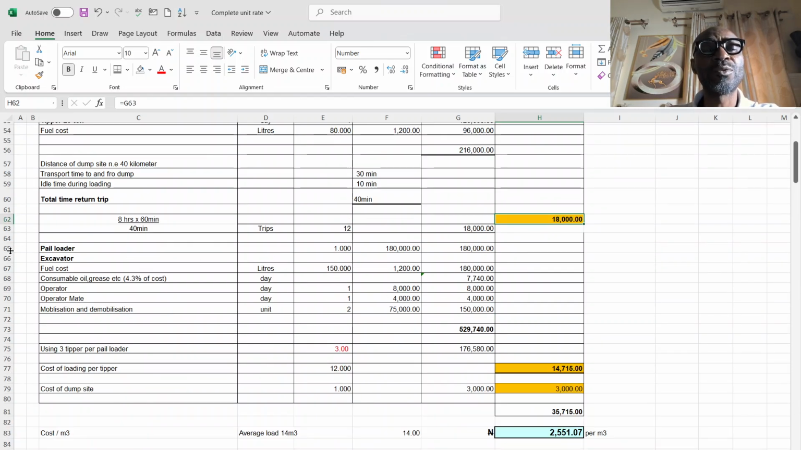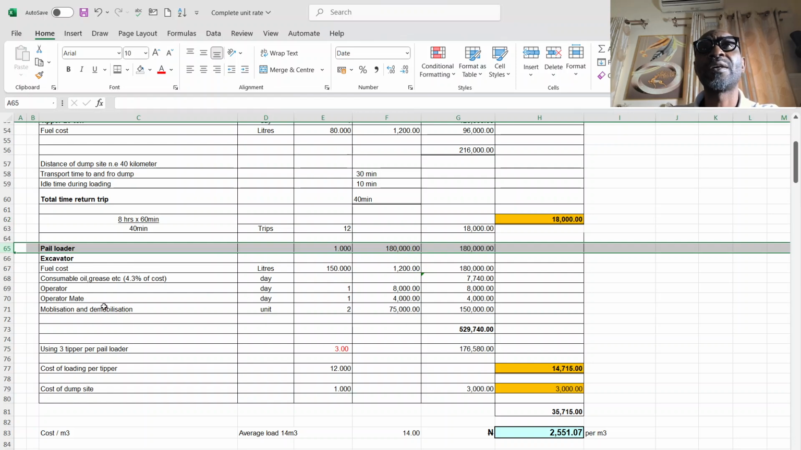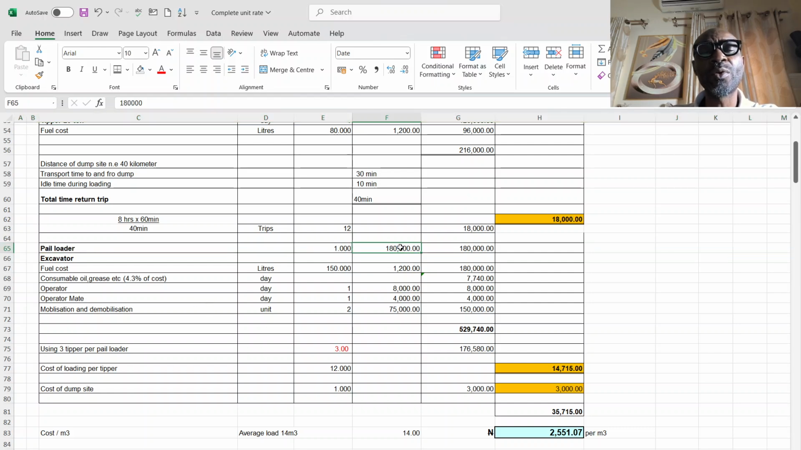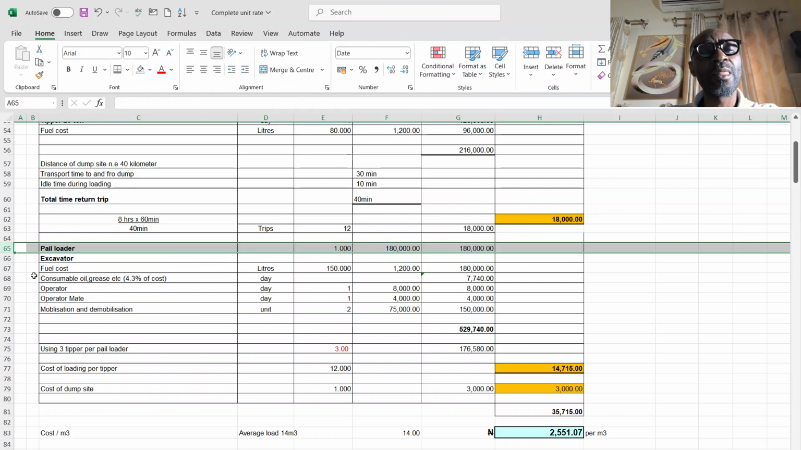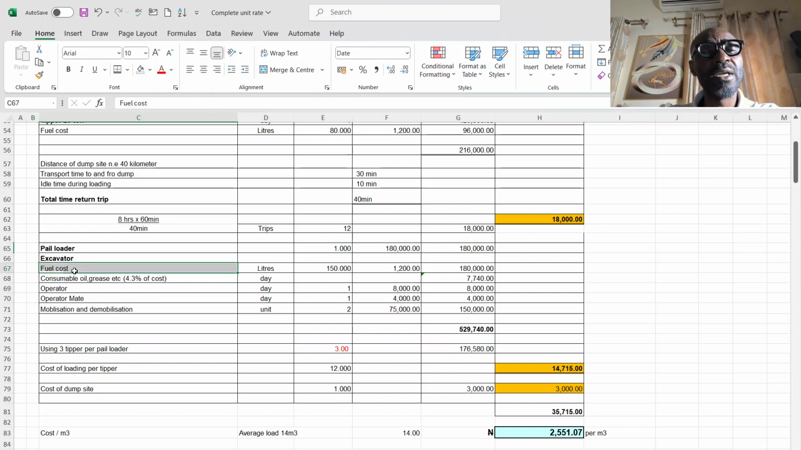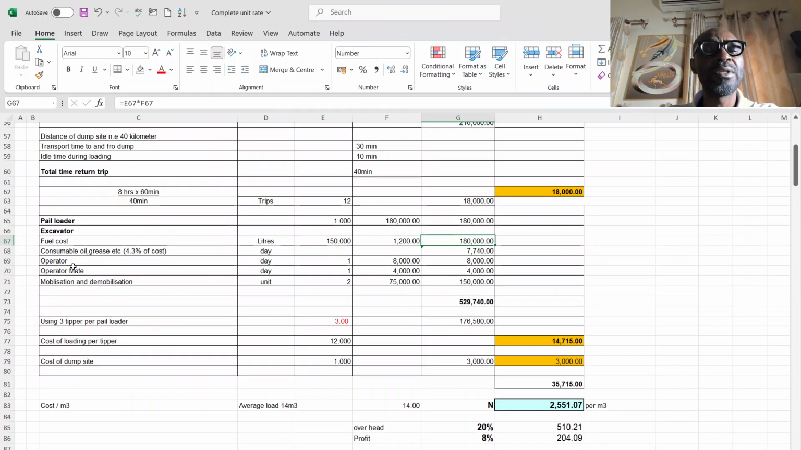Then we proceed to determine the cost of the loader or the excavator that is going to load the truck. So you now have 180,000 per day for the payloader, which is the wheel loader, also referred to as a wheel loader. Then the fuel that the loader will consume in a day is 150 liters at 1,200. You have 180,000.